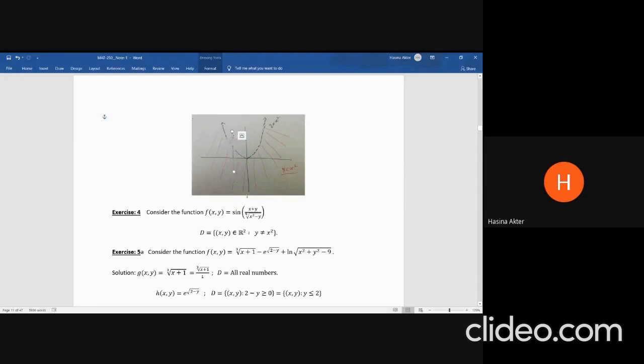Our domain is y must be less than x squared. So we are taking the portion of the plane which is outside of that parabola. We cannot take the inside portion. Do you understand that? Miss, can you repeat it?